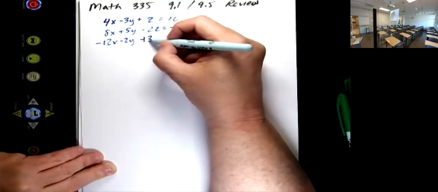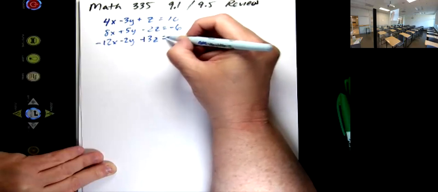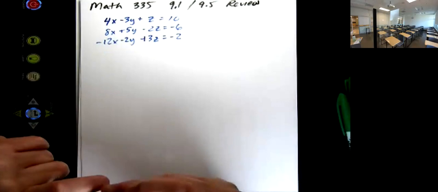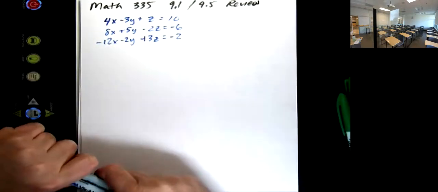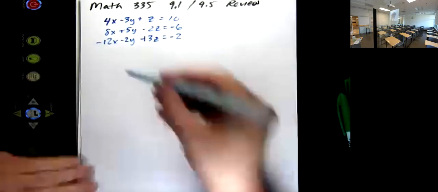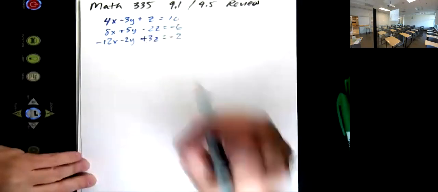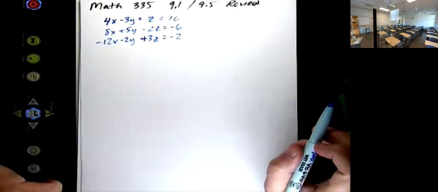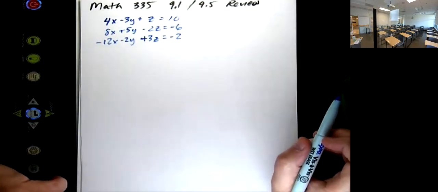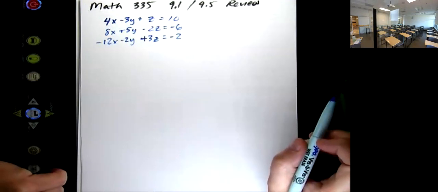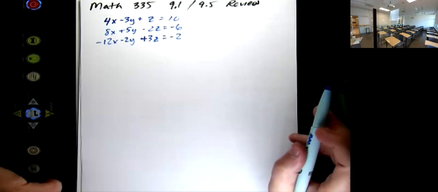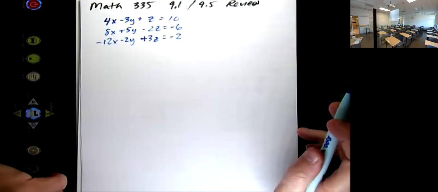Plus 3z equals -2. That should be plus a 3z. That looks like minus 13z. Let's see, -12x minus 2y plus 3z equals -2. Yeah, 8x plus 5y minus 2z equals -6. 4x minus 3y plus 3z equals 10.